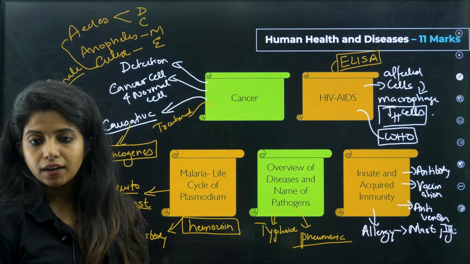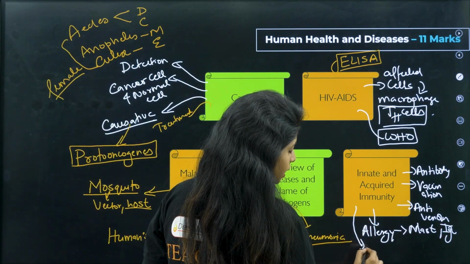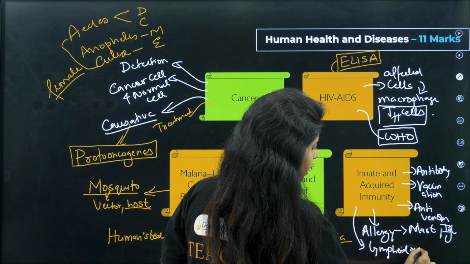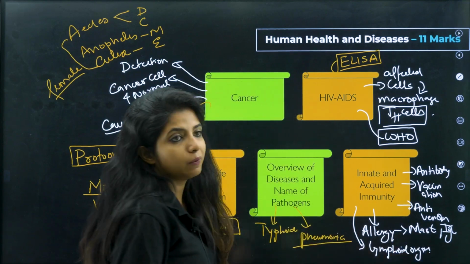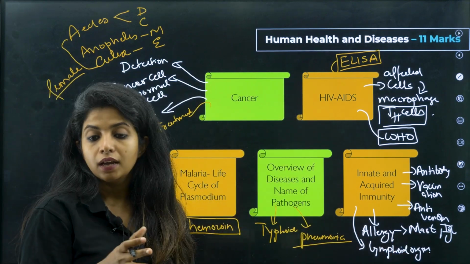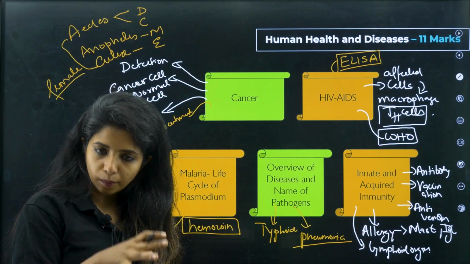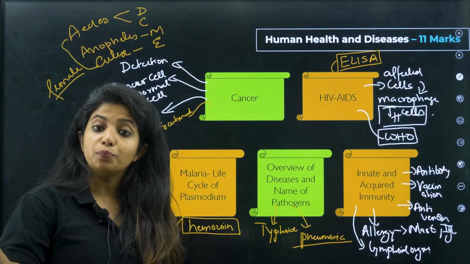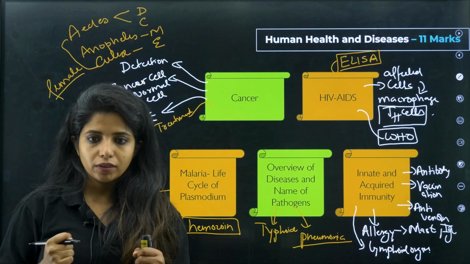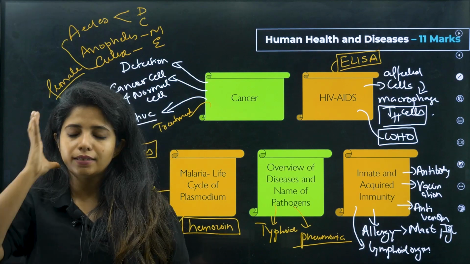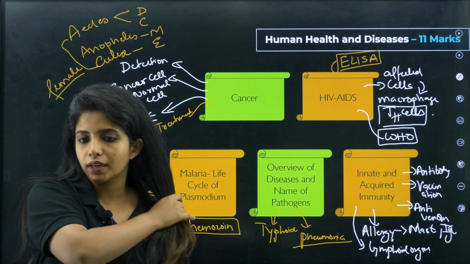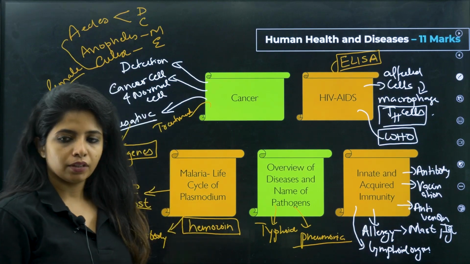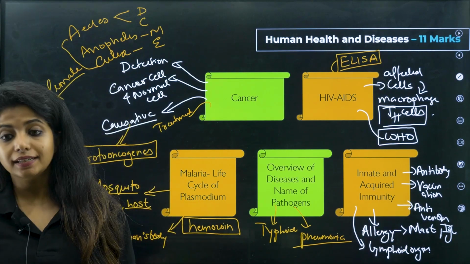And then lymphoid organs, primary and secondary lymphoid organs, just go through it once. Primary lymphoid organs are where the lymphocytes, the WBC, RBC, everything is made, and secondary lymphoid organs are where these guys meet with the pathogens and everything. Spleen is an example, lymph node is an example of a secondary lymphoid organ. Okay, so this is important for human health and diseases.